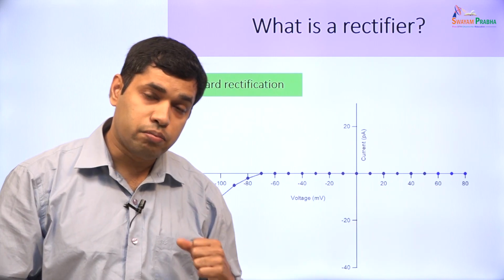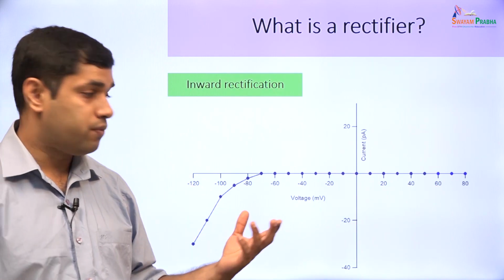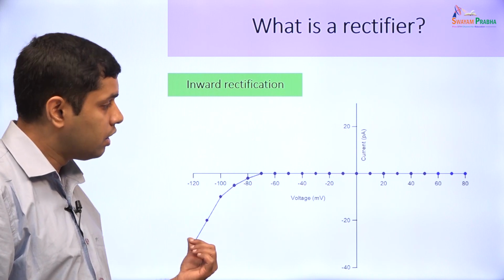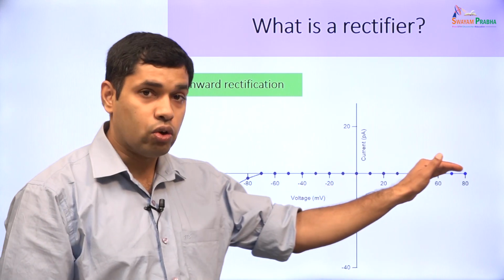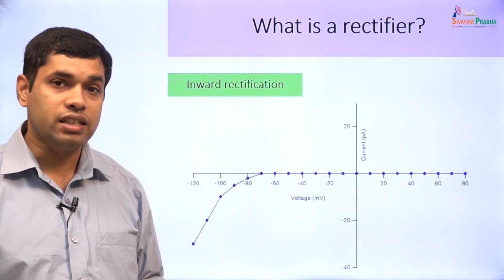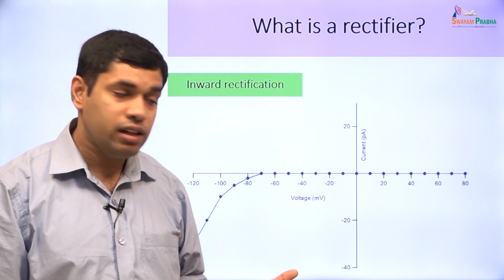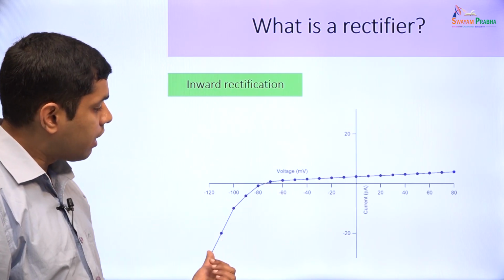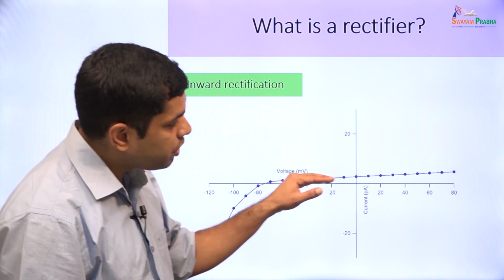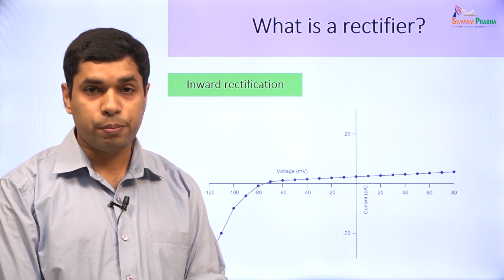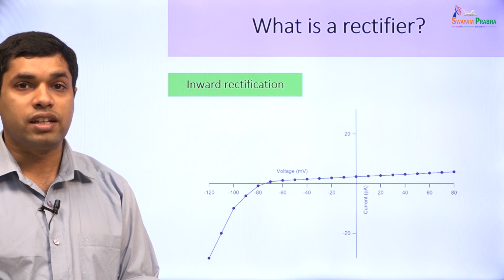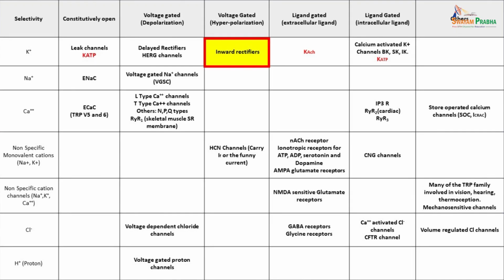Now it may not be that a current is a pure rectifier. So in this example the channel passes inward currents but does not pass any currents at all in the outward direction, but in the cell that may not be the case. The channel may pass inward currents at a much larger rate as compared to the outward currents that it passes through.